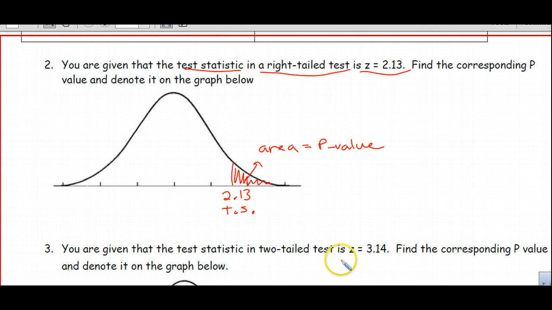So we've done area like this before, and the way we find it is going to be normal CDF. Lower is going to be 2.13. Upper is 1E99. Remember, that means that it's 1 with 99 zeros after it. So it's a very large number. And for these, my standard deviation is always going to be 0 and 1 since I'm in the standard normal distribution. And we're going to go to our calculators to figure this out. We've done this before, but let's go ahead and go to our calculators.